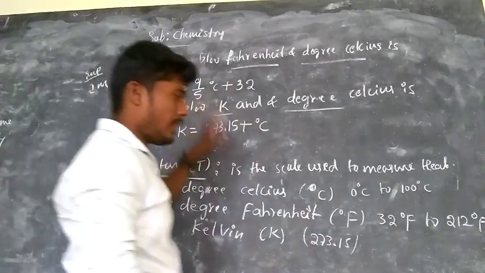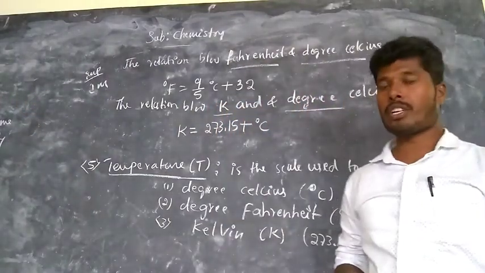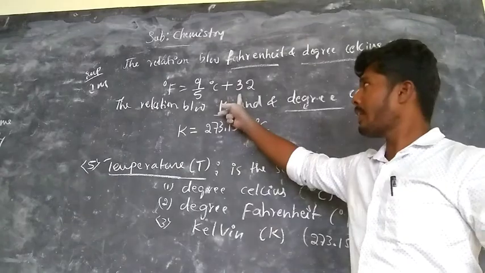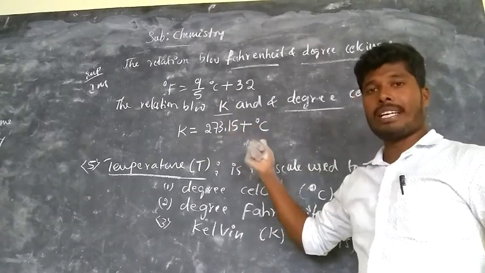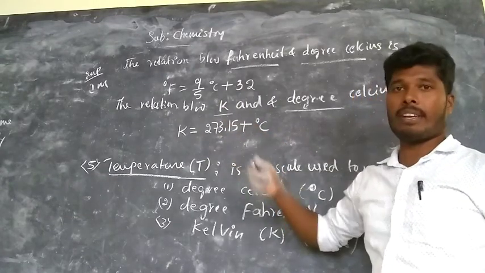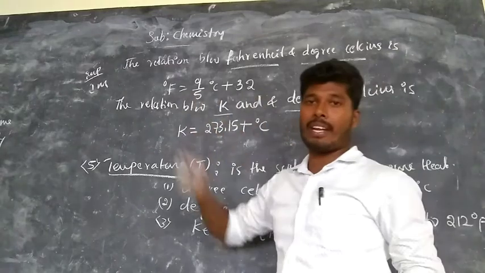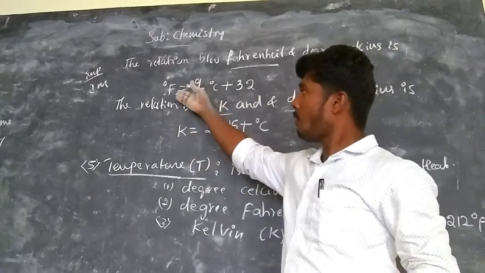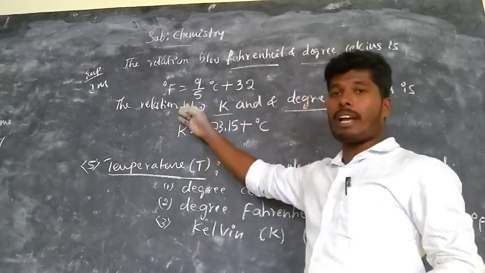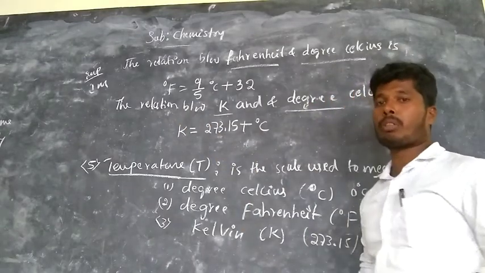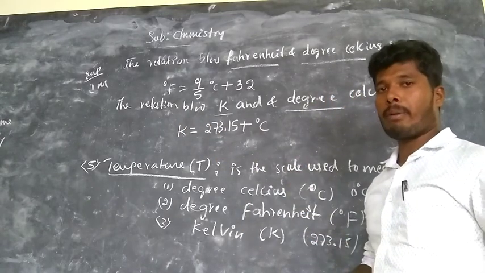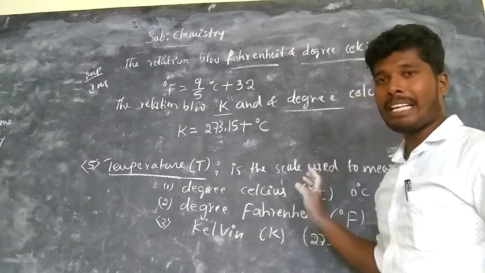On the basis of these two, we will do the problems in the next class. How to convert Fahrenheit to degree Celsius and Kelvin to degree Celsius, or degree Celsius to Kelvin, or degree Celsius to Fahrenheit. Also we can see how to convert Fahrenheit to Kelvin. That is seeing problems. So I hope you understand, students.